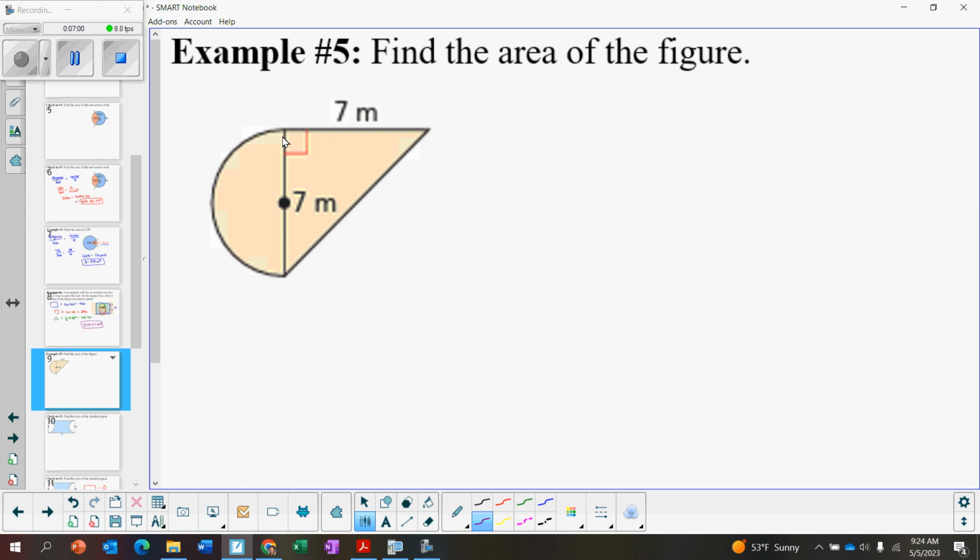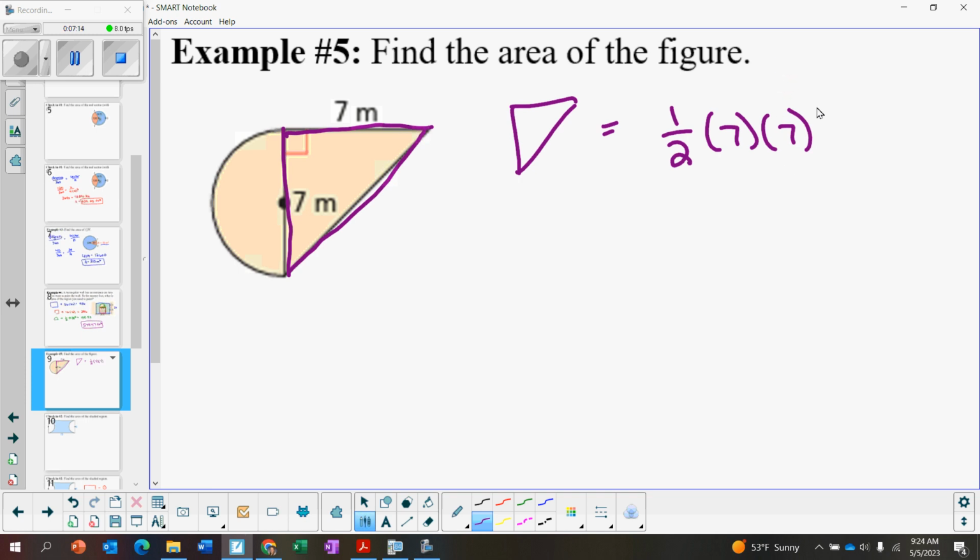So the first thing I have here is a triangle with a base of 7 and a height of 7. So for my triangle, we know the area formula is 1/2 times base times height. So I get 24.5 here.